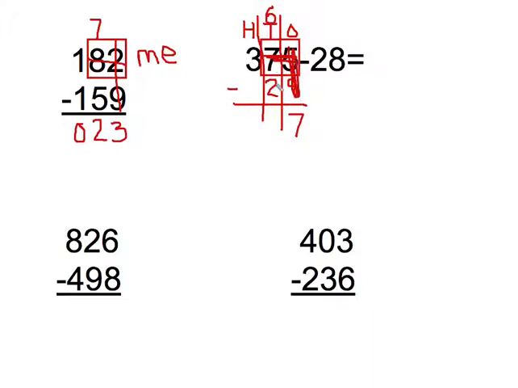If I have 6, I can give you 2. 6, 5, 4. No problem. And last but not least, if I have 3 and you don't want anything, that's even better for me. I get to keep all 3. So my answer is 347.